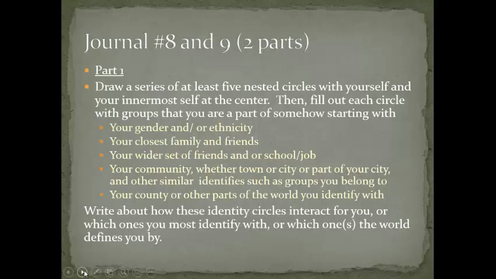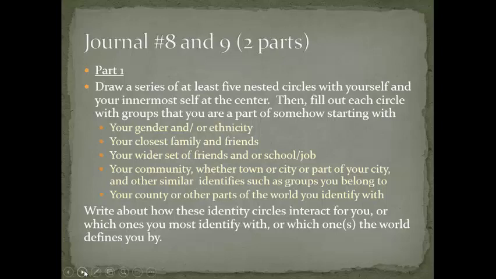So to start figuring out what we're going to write about, I'd like you to begin by drawing a series of at least 5 nested circles with yourself and your innermost self at its center. Then I'd like you to fill out each circle with groups that you're a part of, or that somehow identify you in some way. It could be your gender or your ethnicity. It could be your closest family and friends. It could be your wider friends or your school and job. It could be your community.